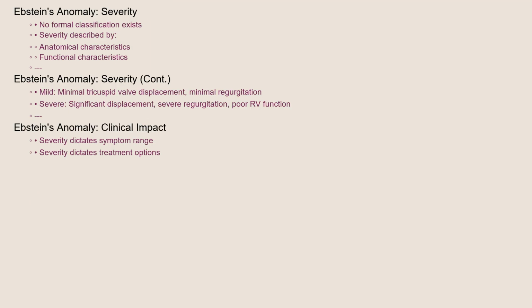While there aren't formal classifications of Ebstein's anomaly, severity can be described based on anatomical and functional characteristics. These descriptions range from mild displacement of the tricuspid valve with minimal regurgitation to severe displacement with significant regurgitation and a small, poorly functioning right ventricle. The severity of the anomaly dictates the range of symptoms and treatment options.